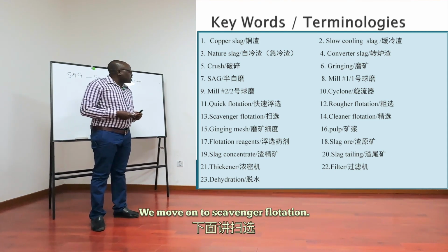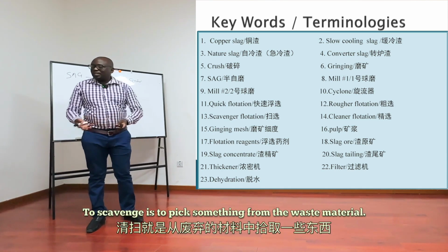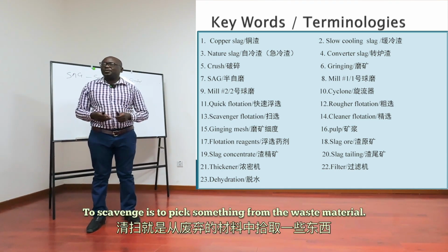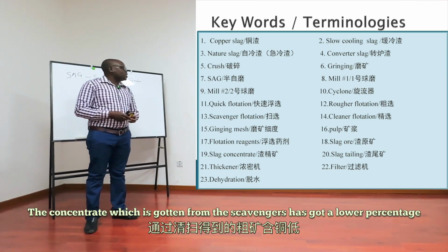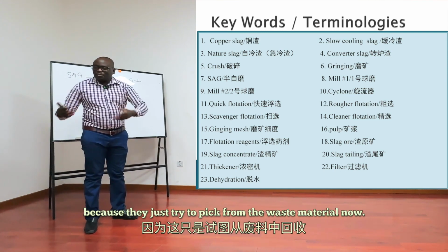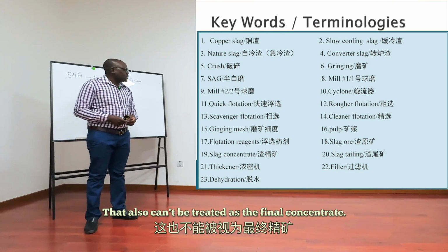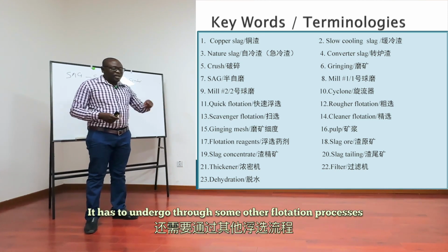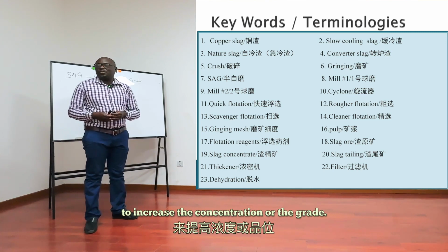We move on to scavenger flotation. To scavenge is to pick something from the waste material. The concentrate which is gotten from the scavengers has a lower percentage because they just try to pick from the waste material. That also can't be treated as the final concentrate. It has to undergo some other flotation processes to increase the concentration or the grade.